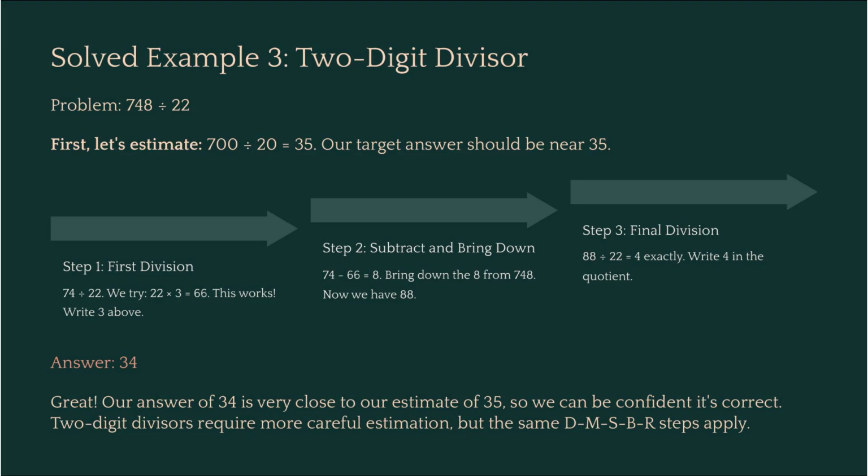Let's try a 2-digit divisor in example 3, 748 divided by 22. Using our estimate, we know the answer should be around 35. We look at 74 divided by 22. We can try 22 times 3, which is 66. We write 3. Subtract 74 minus 66 to get 8. Bring down the 8. Now we have 88 divided by 22, which is exactly 4. Our final answer is 34. This is very close to our estimate of 35, confirming our fluency in the algorithm.